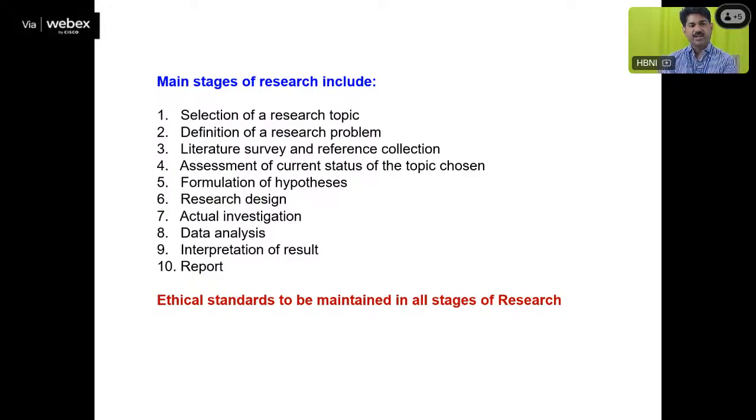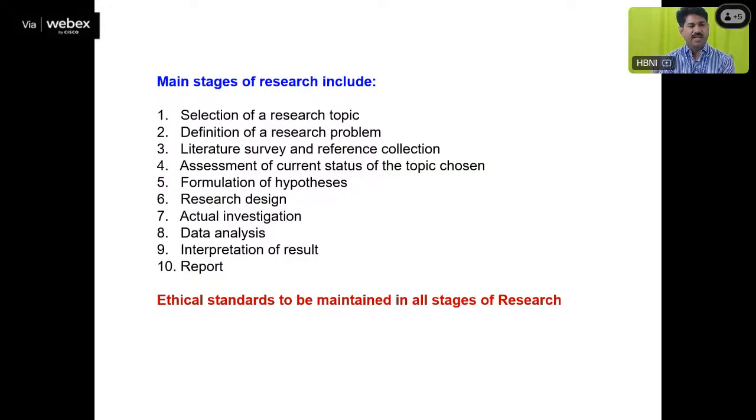First is the selection of a research topic. Next is the definition of a research problem, literature survey and reference collection, assessment of the current status of the topic chosen, formulation of certain hypotheses, research design, actual investigation, data analysis, interpretation of results, and report or publication at the end of the research.